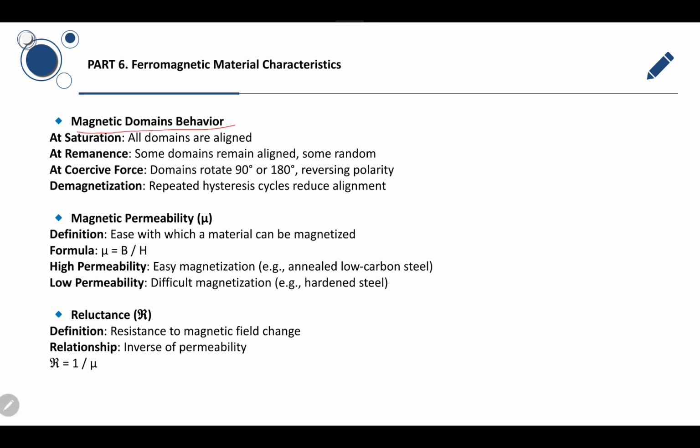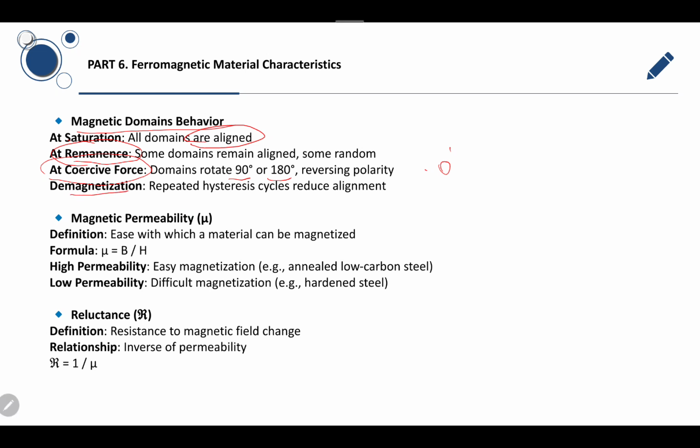Magnetic domains behavior and magnetic permeability. The behavior of magnetic domains directly explains the hysteresis loop. At the saturation point, all magnetic domains within a material are aligned with the applied magnetic field. At remanence, when the external field is removed, some domains remain aligned, while others become random, resulting in the residual magnetism. At coercive force, to reduce the flux density to zero, the domains must rotate 90 degrees or 180 degrees, effectively reversing their polarity.